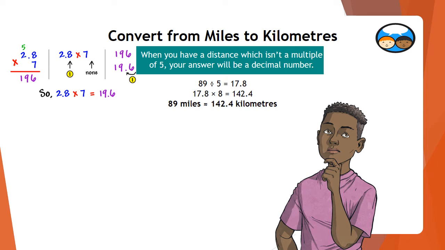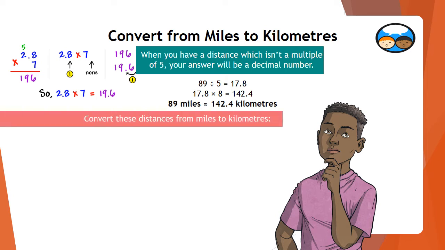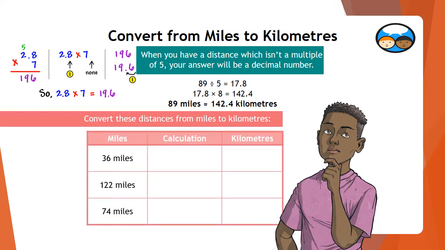Okay? I'd like you to now have a go at converting these distances from miles to kilometres. So 36 miles. What would you need to do? Well, you know you need to divide by 5 and multiply by 8. We know that none of these answers are going to be whole numbers because none of these numbers are multiples of 5. Pause the video here.